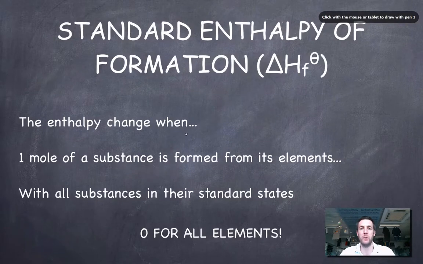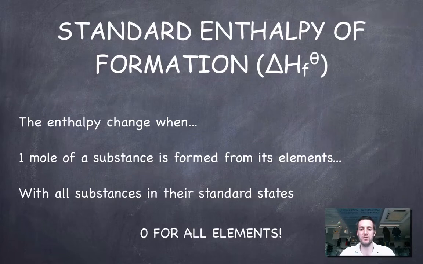This is the enthalpy change when, and a lot of these definitions as we've seen before start with this, the enthalpy change when 1 mole of a substance is formed from its elements and everything is in its standard state. Now, we'll have a look in a moment at how you might write an equation for this, but if you just think about this for a moment, if we're talking about 1 mole of any substance being formed from its elements in their standard states, if we talked about an element in its standard states being formed from its elements in their standard states, then we wouldn't expect an enthalpy change for that because it's one thing turning into the same thing. So it's 0 for all elements by definition.